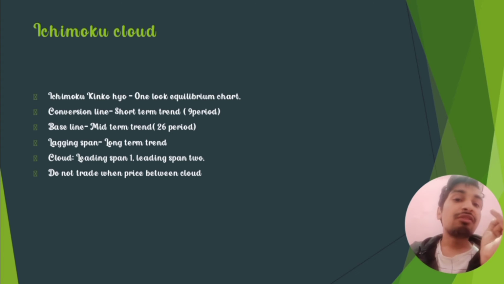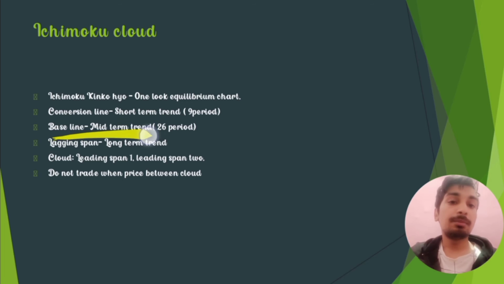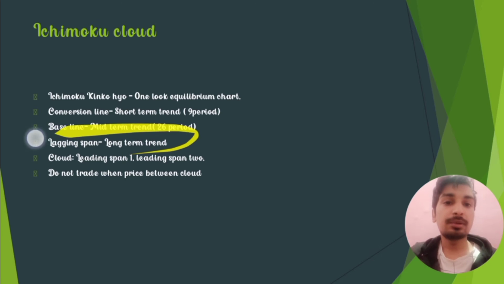In this, we have the conversion line, we have the baseline, we have the lagging span. So there are three main lines. If you look, you will have three different types of line. The conversion line is a short term trend. Again, it is the 9 period moving average, which is being smoothened. So you have short term trend, mid term trend, which is the 26 period, 26 candles trend it will be showing you, and long term trend, the lagging span.